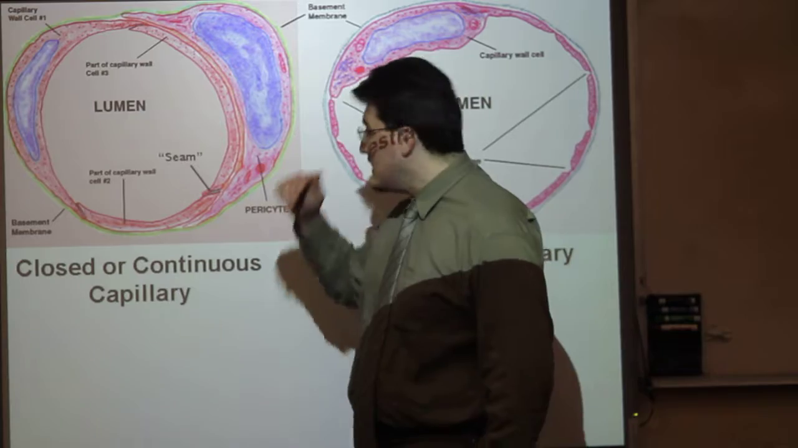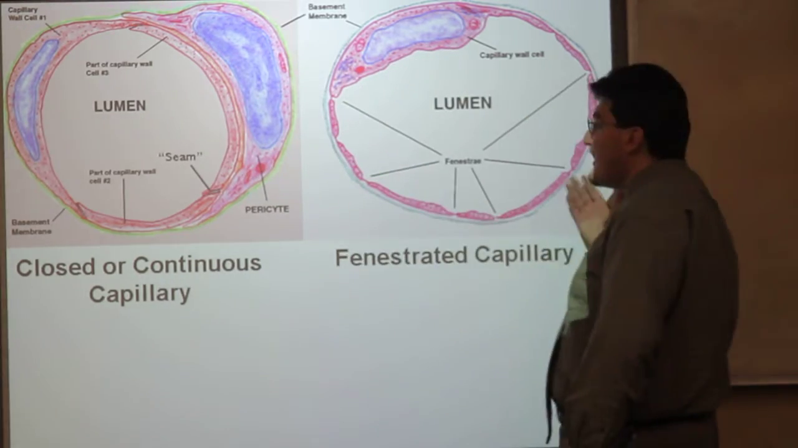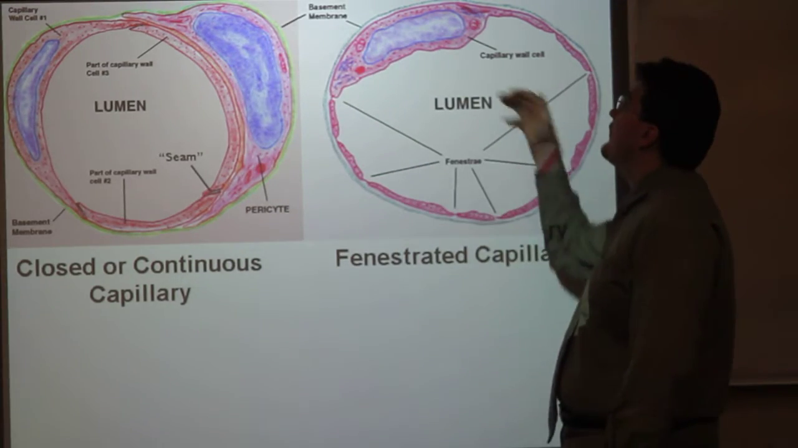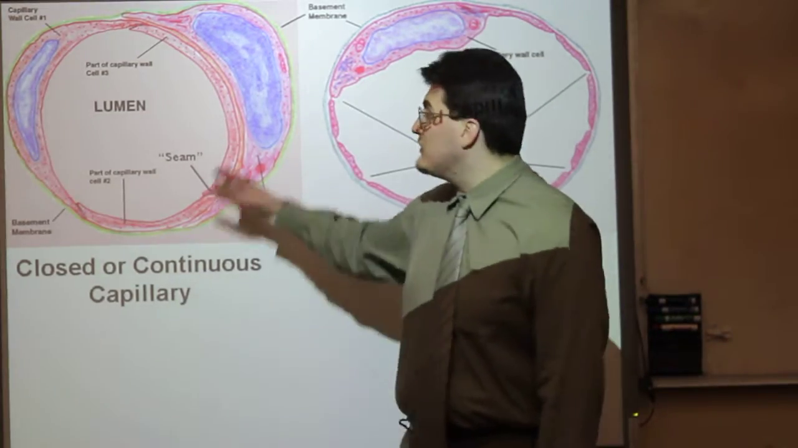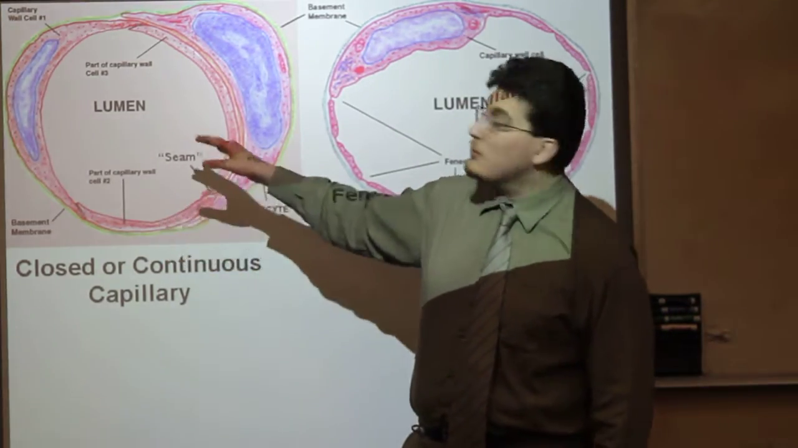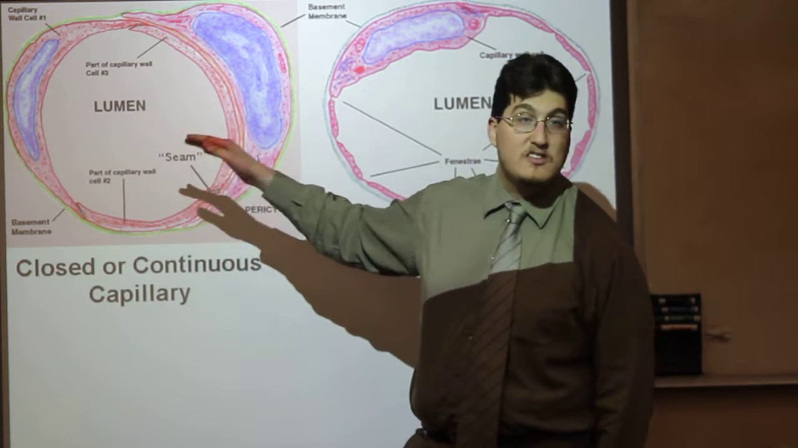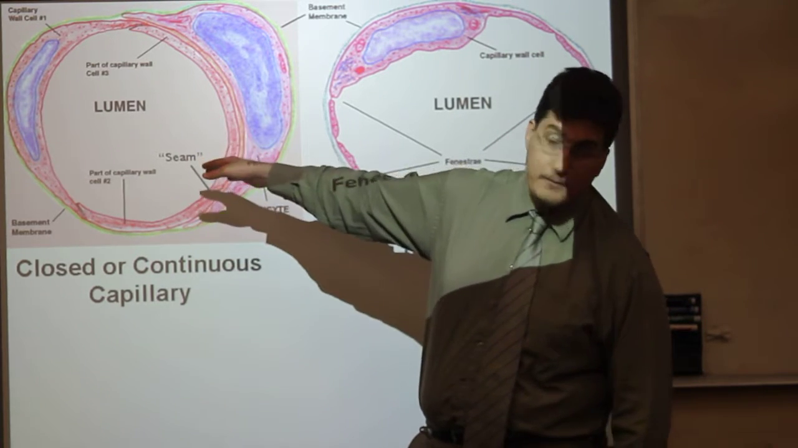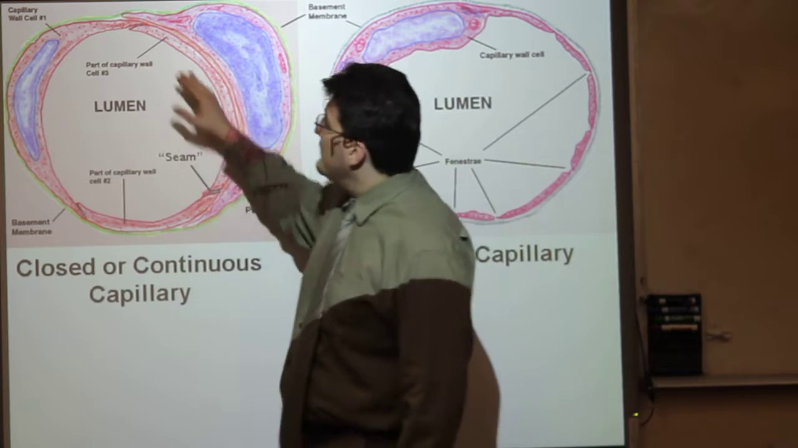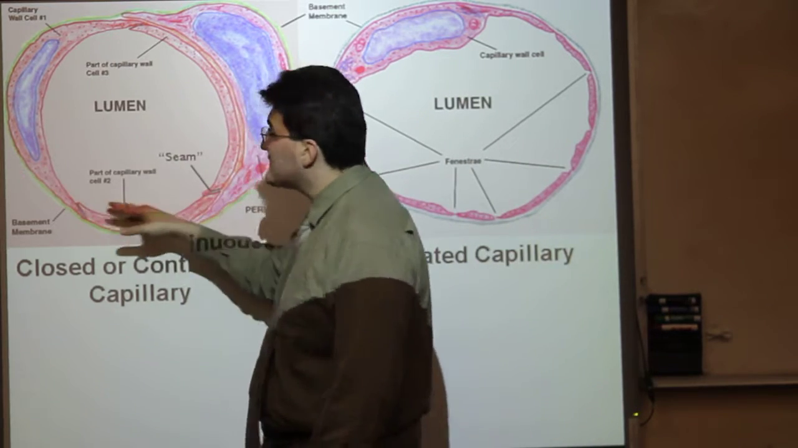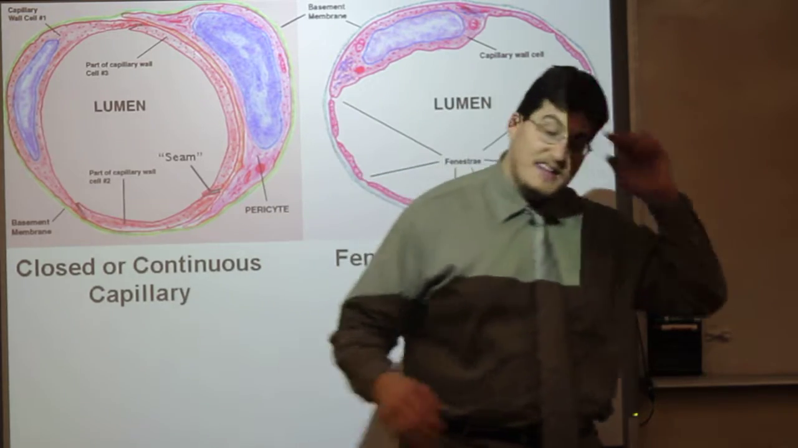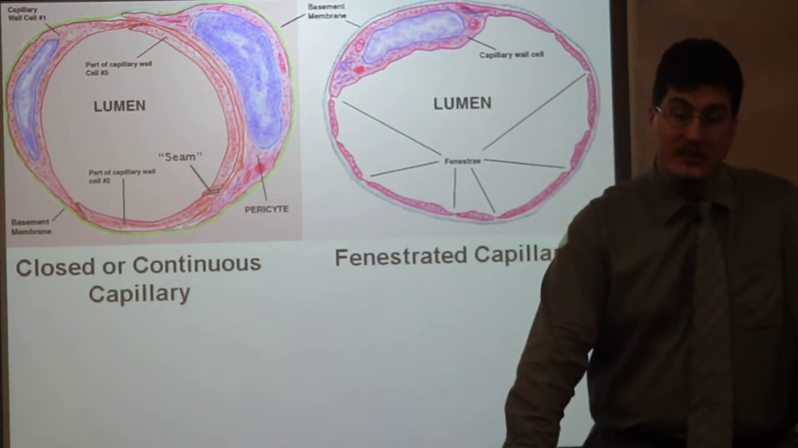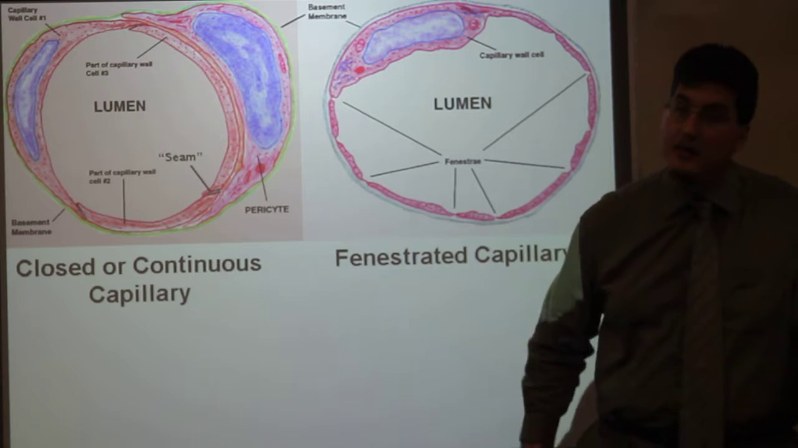In a closed continuous capillary, as well as some fenestrated capillaries, wherever two cells are going to interstitch, you'll have these seams. Much like the seams in a pair of pants, this is where you're going to have two cells being stitched together to hold shape. So this is where you're going to have more than one cell being stitched together. These are held together by desmosomal junctions between cells. They're going to hold together these cells.